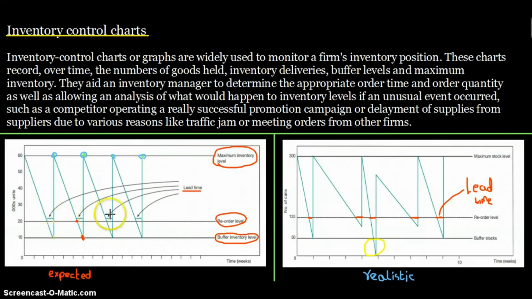Basically, when an examiner asks you to calculate lead time, you'll just see the time taken for you to place an order and the time taken for your inventory to max out, that is, when you receive your supplies. This duration, you just have to focus on this, look at the x-axis and answer your examiner. So that's how you calculate lead time.